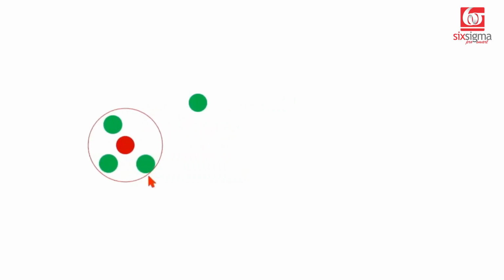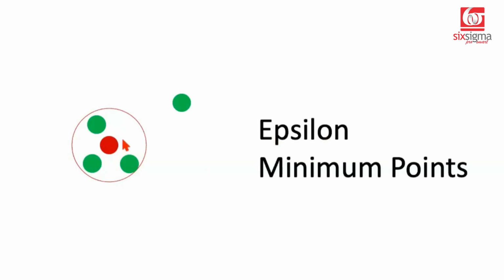Two important terms to remember: epsilon, which represents the radius of the circle, and minimum points, which is the minimum number of points in this circle. These inputs will be provided by the user conducting the experiment. And we can always try out different values to attain better clusters.